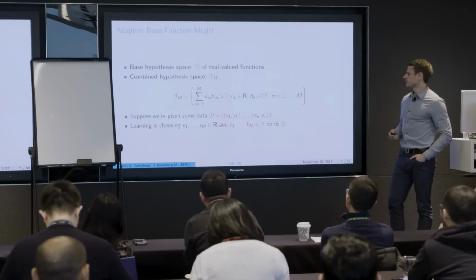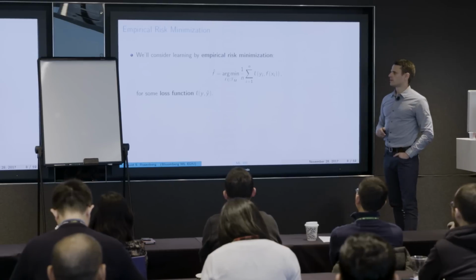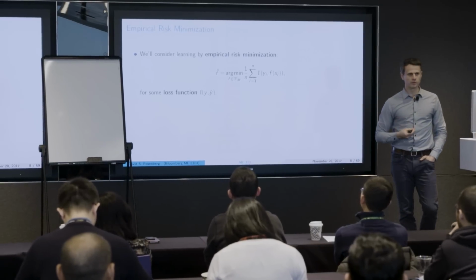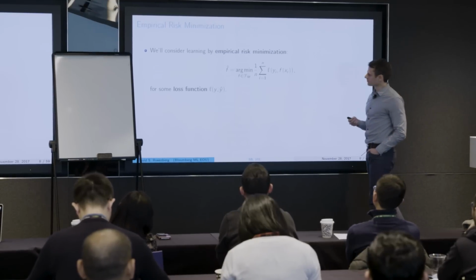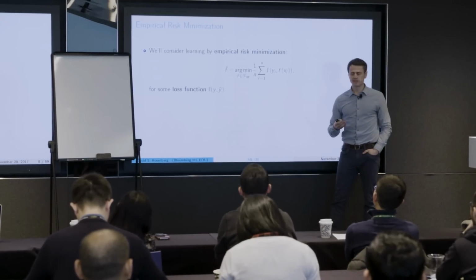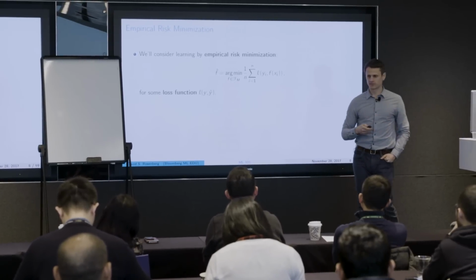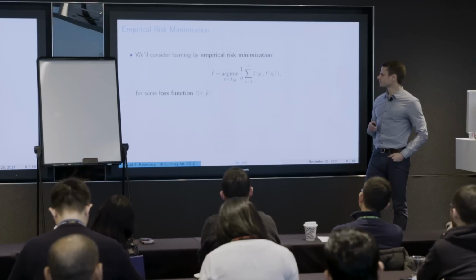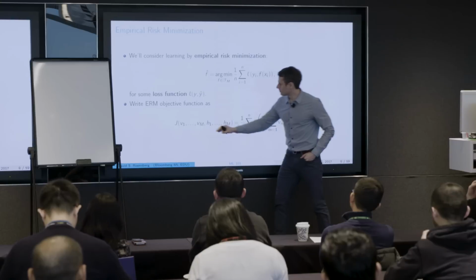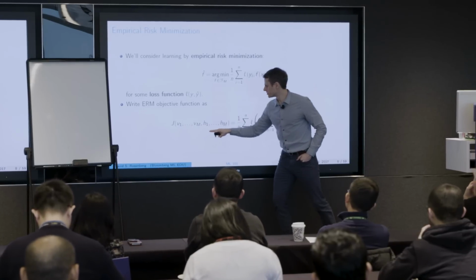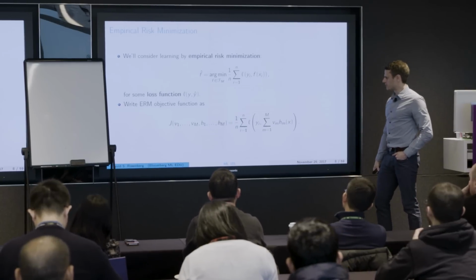All right, so given some data, learning is to choose both the coefficients and the functions. So how can we do that? Let's start, as we do, by thinking about empirical risk minimization. So we have some loss function, and we look at the average loss in our training data for a function f, chosen now from our combined hypothesis space. And we can explicitly call out the parameters of this objective. It's going to be the coefficients and the functions, right? And we would love to optimize over both of these.